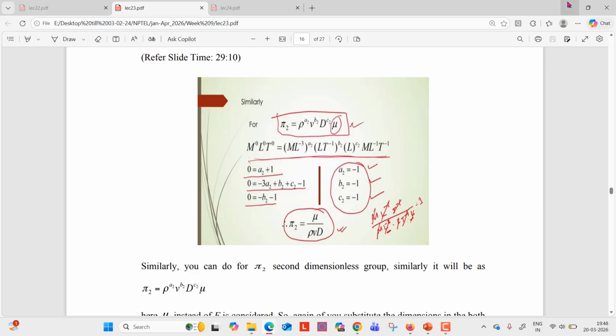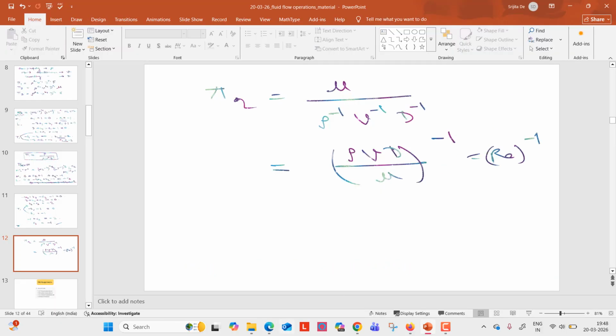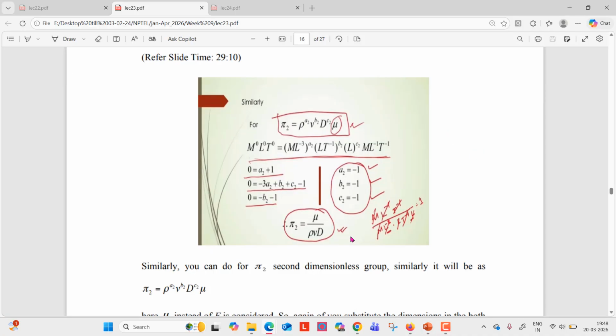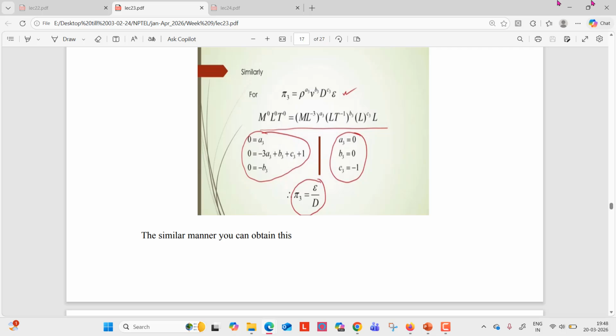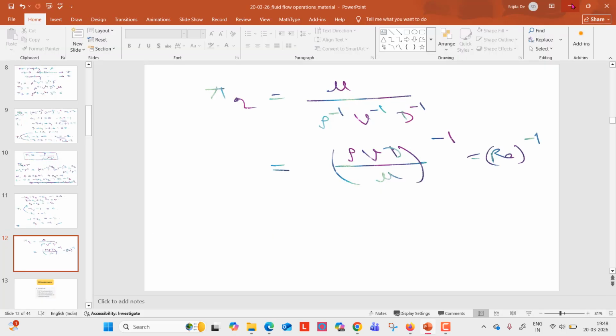Sorry. Yes. No, I think, yeah, it is 1 only, because I have written in the denominator already. So it is mu by rho V D. That means rho V D by mu to the power minus 1. So Re to the power minus 1.